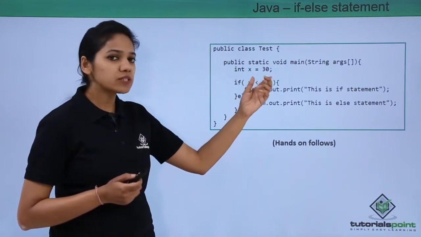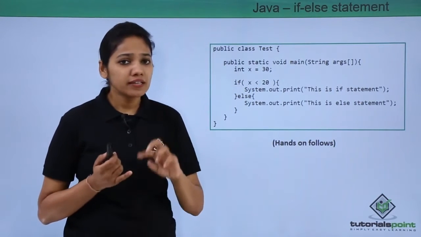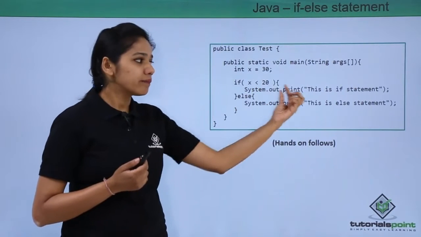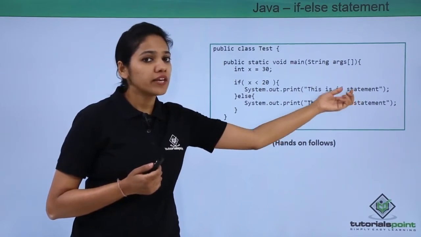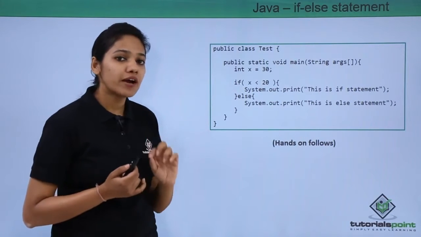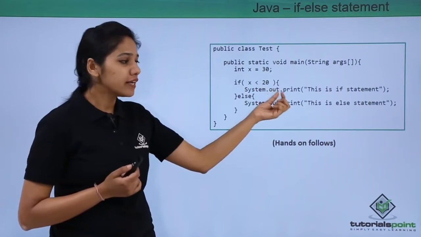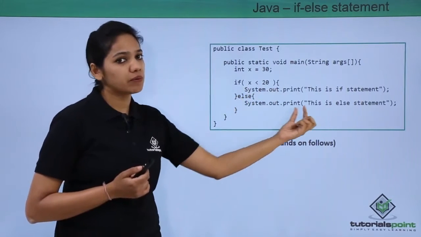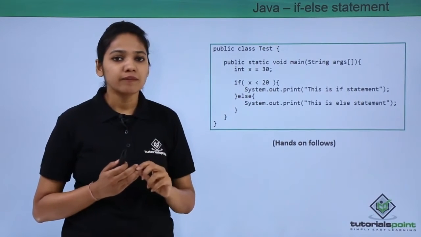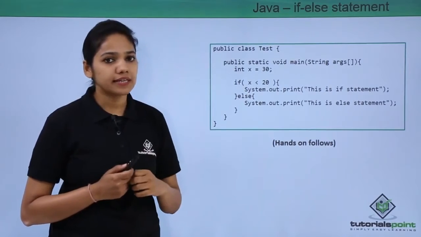In this case, the x value is 30. It will check if 30 is less than 20. Is 30 less than 20? No. If it was less than 20, then the if statement would have been executed, but because here the value of x, that is 30, is not less than 20, the else statement will be executed and it will print this is an else statement. So let us run this program practically for our better understanding.